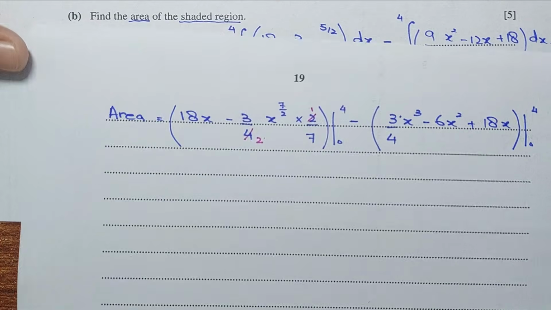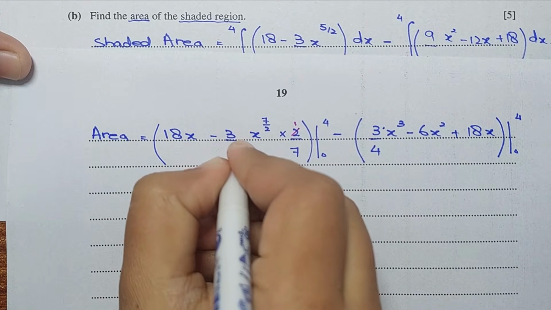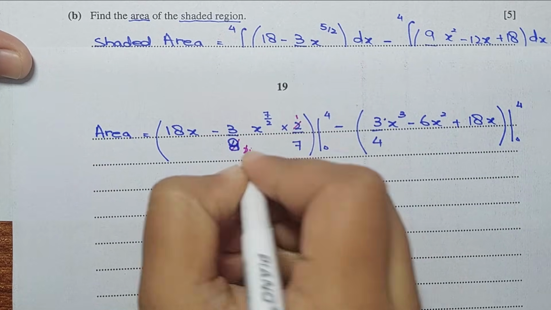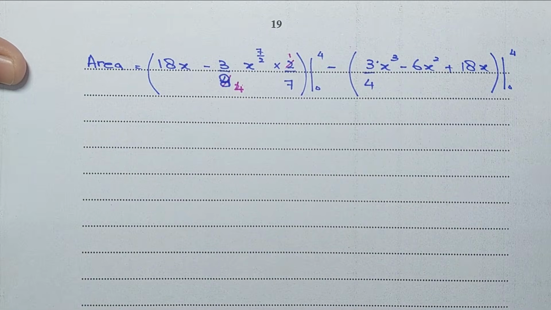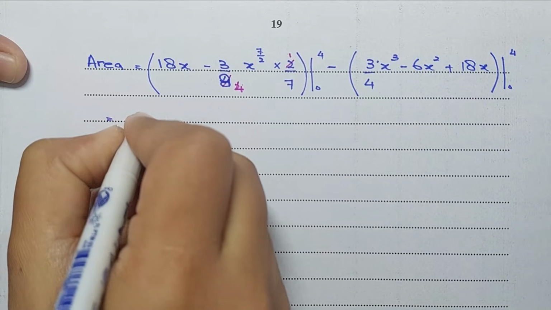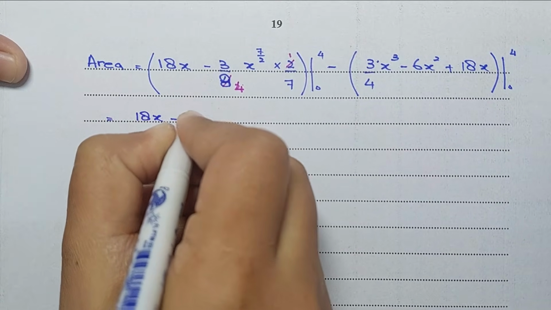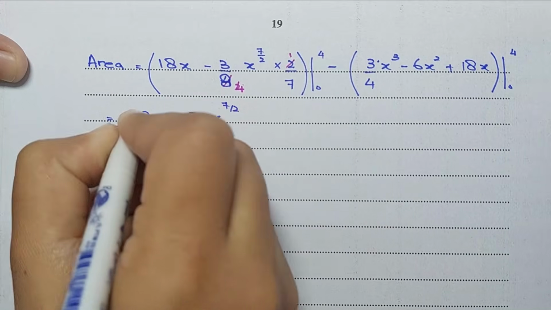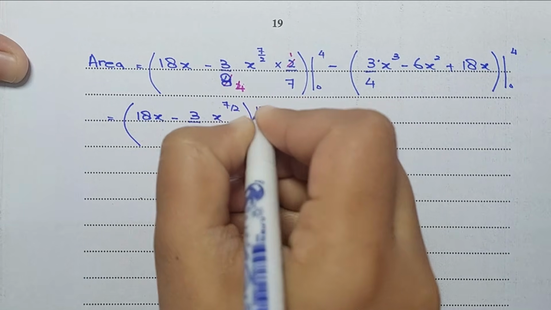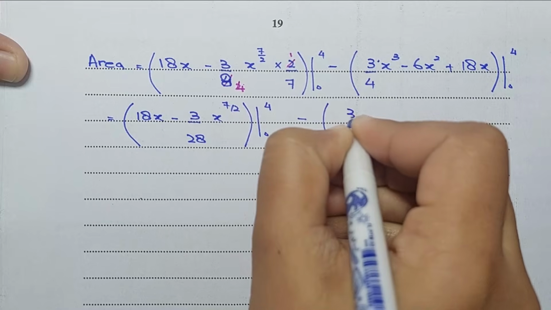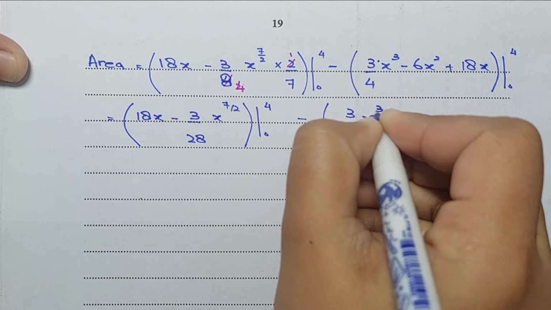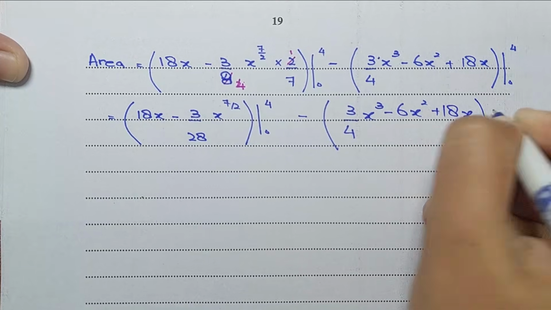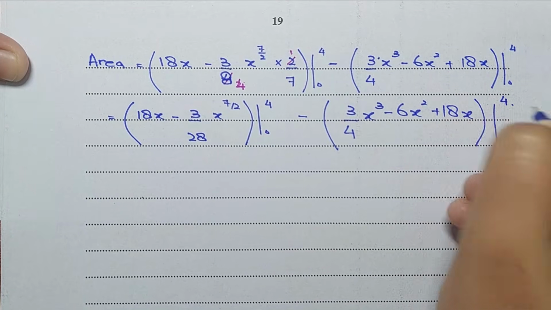Right. So we have to keep it 3 by 8 as it is. And 2 times 4 is 8. 2 times 1 is 2, 2 times 4 is 8. Okay, one more step, then we can put the limit. So minus 3 over 28, x to the power 7 by 2. The limits are from 0 to 4, minus 3 by 4, x cube minus 6x square plus 18x, and the limits are from 0 to 4.